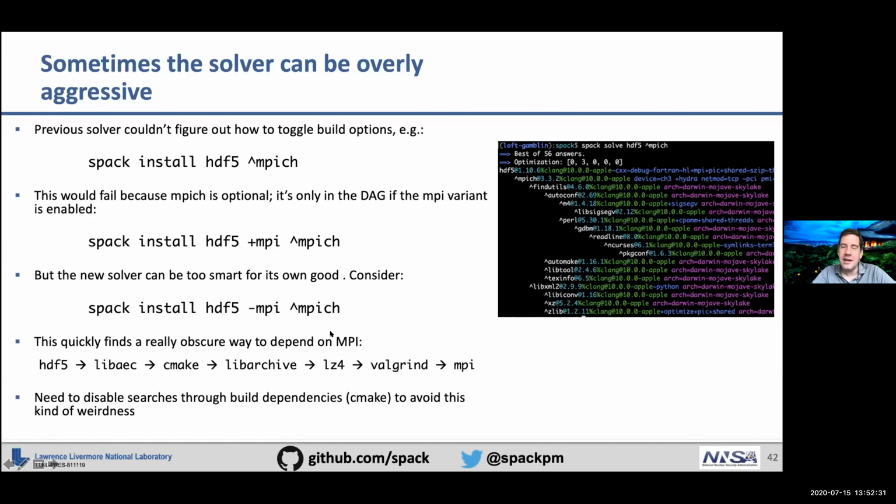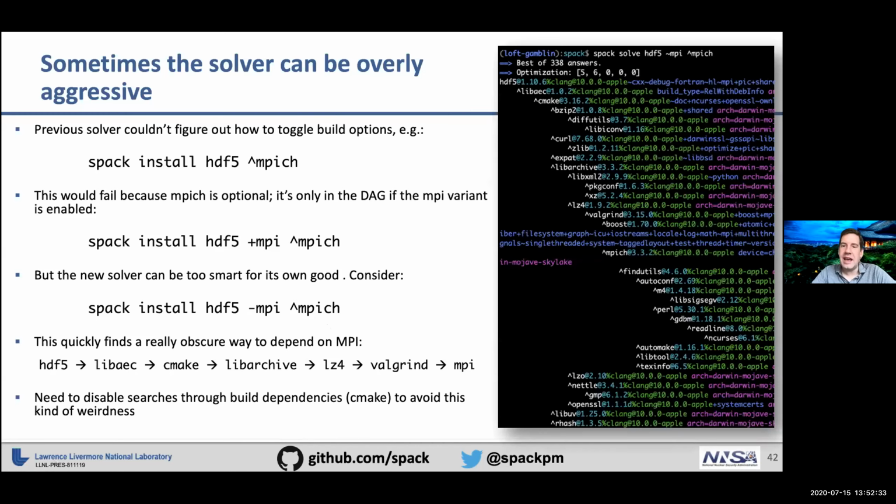That should fail, right? And so I did that, and it was like, nope. It discovered that HDF5 can depend on libaec, which can depend on CMake, which can depend on libarchive, which can depend on LZ4, which can depend on valgrind, which optionally depends on MPI for some configurations. And so it stuck an MPICH in the graph way down here to satisfy the caret MPICH that I asked for, even though I said turn off MPI on HDF5. And so, that's not exactly what you would expect. That's not the greatest resolution.